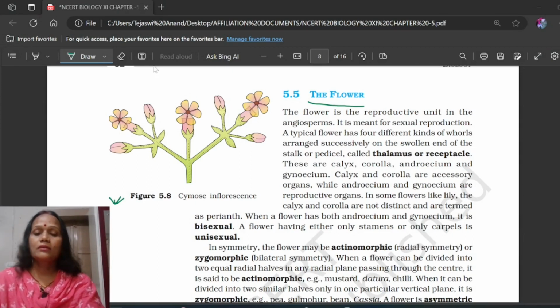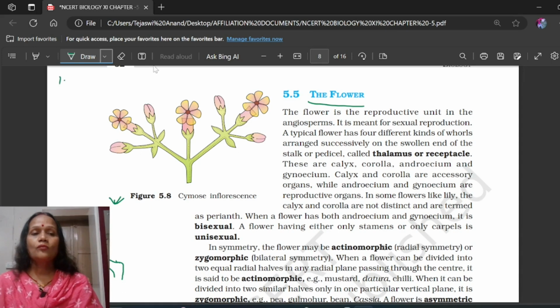Now we can understand what a flower is. A typical flower is divided into four parts. First is the calyx.